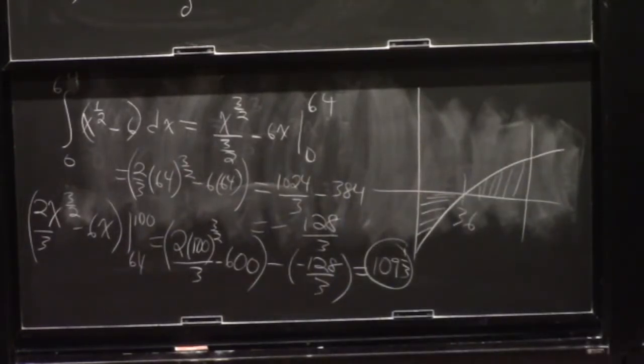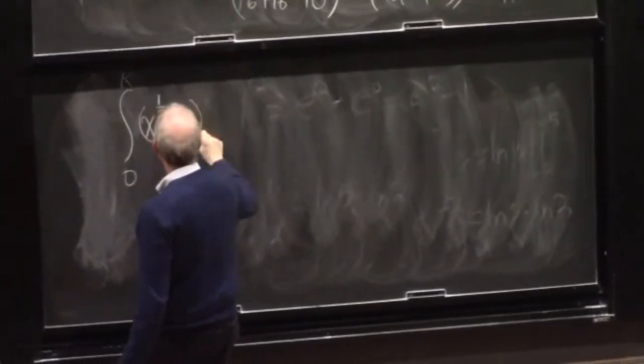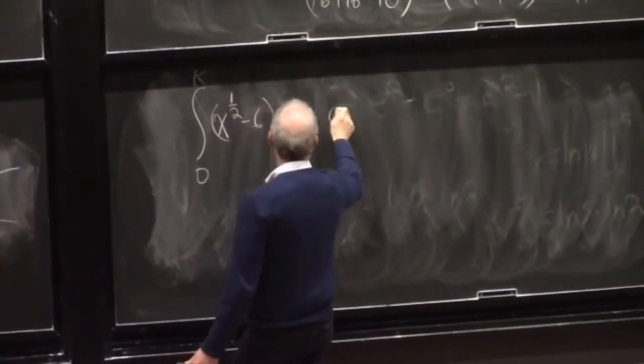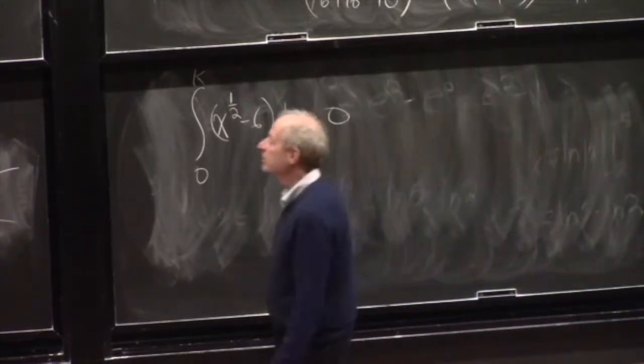So we want to know, what's the number k such that the integral from 0 to k of x^(1/2) minus 6 dx equals 0? Is that part C? Yeah. So part C is, what's the break-even number?